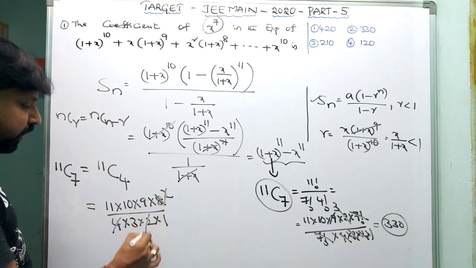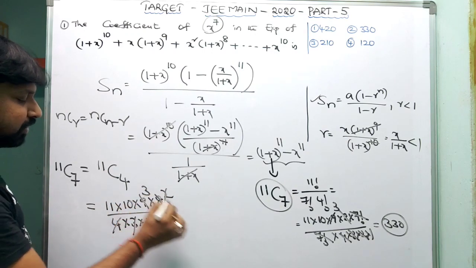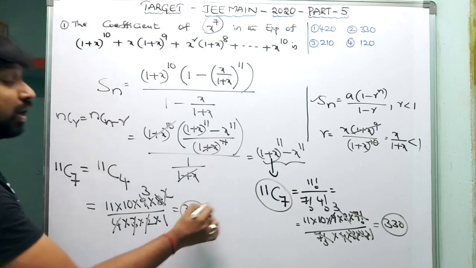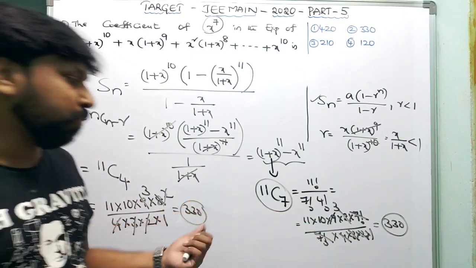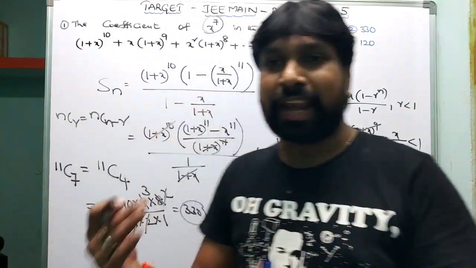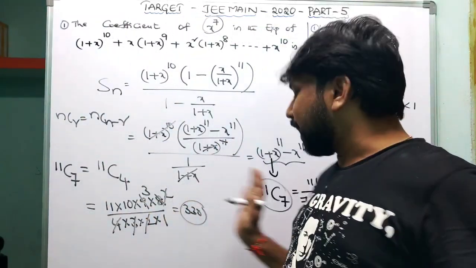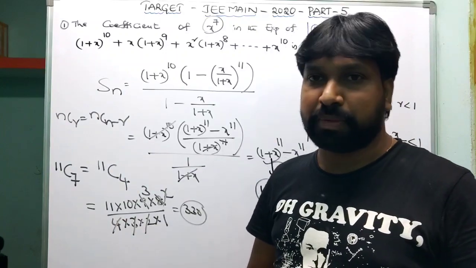4 2s are 8, 2 2s get cancelled, 3 3s get cancelled. That's what the answer is, 330. So 11C7 by formula, 11C7 by shortcut. I hope it will be useful for you. Then your calculation will be a little bit quicker than if you solve by using the other method.